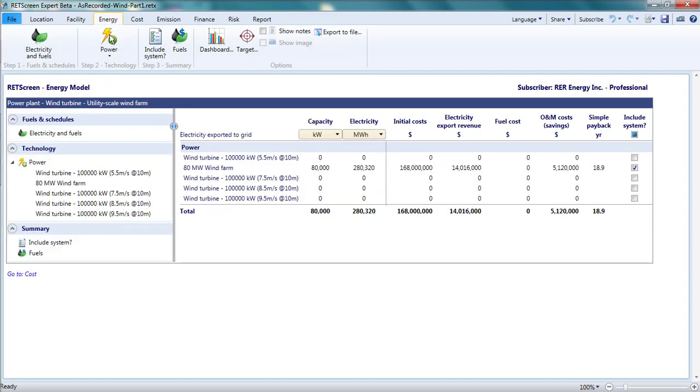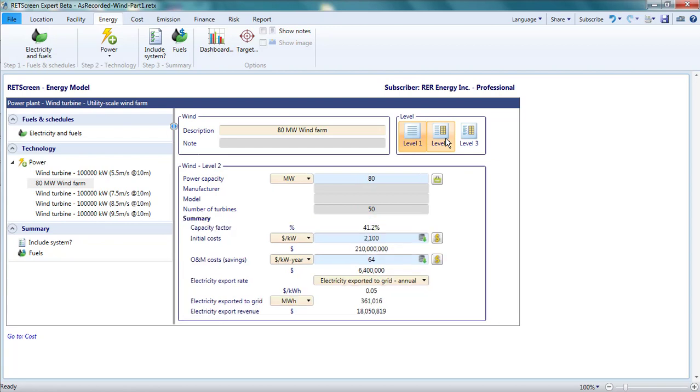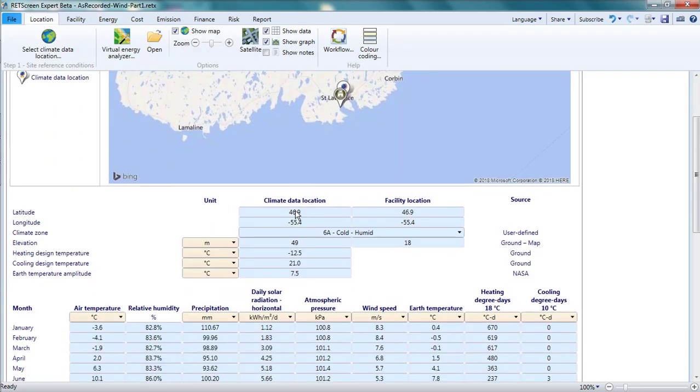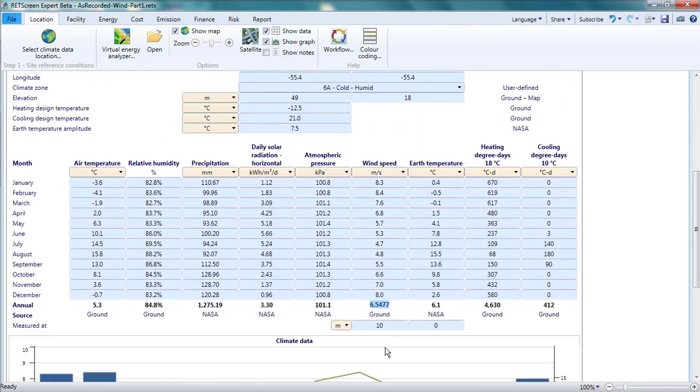On the Energy page, I previously used a Level 1 analysis and assumed a capacity factor of 40%. Was that a good assumption? Let's find out by doing a Level 2 analysis, where we will calculate the capacity factor based on inputs for the annual average wind speed. The RETScreen climate database provides an estimate of the annual average wind speed of 6.5 meters per second.